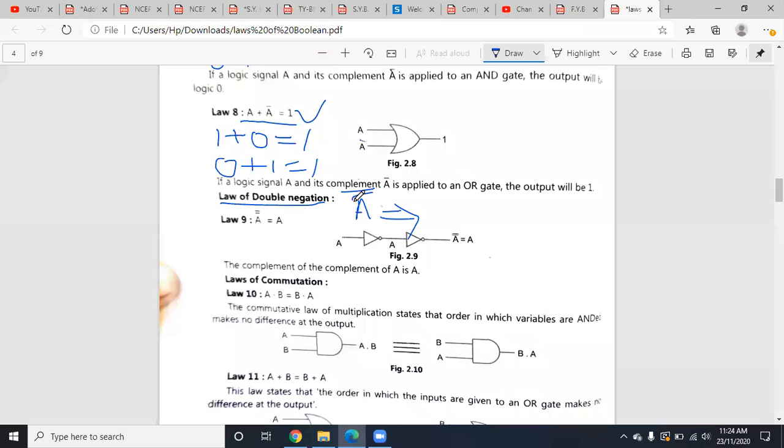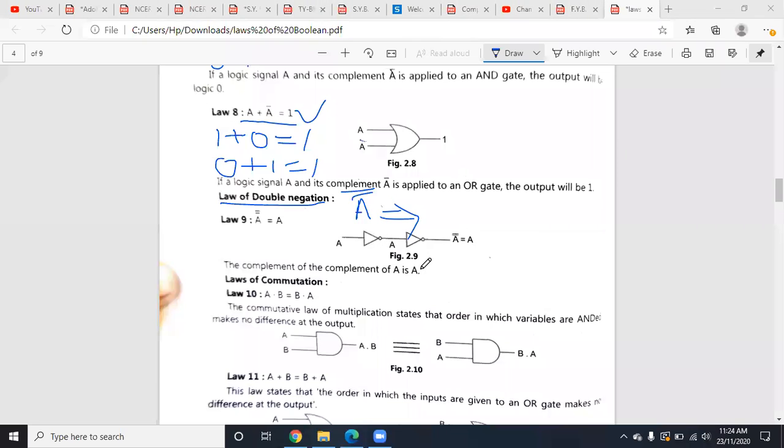Which gate do we use to represent the bar, or complement, or negation? Not NOR, the NOT gate. Try to understand the things and try to remember the logic gates. So this is your NOT gate.